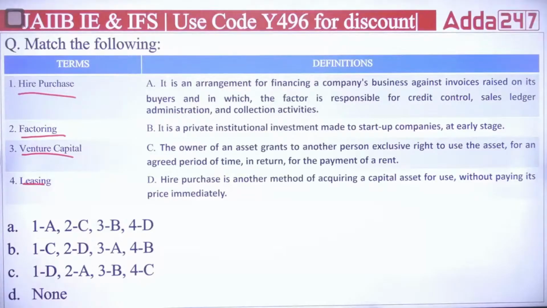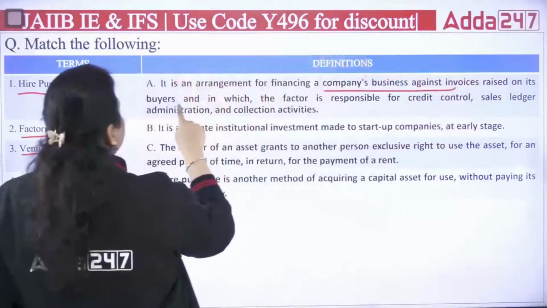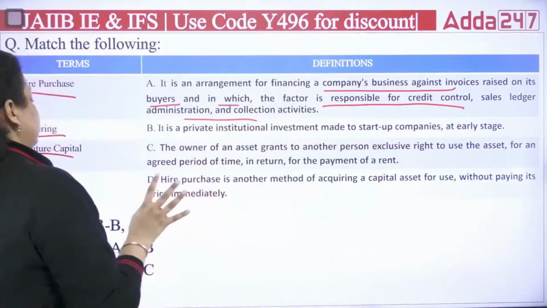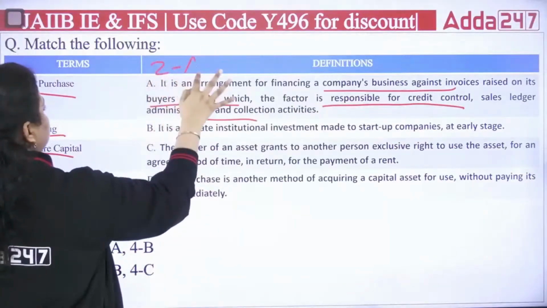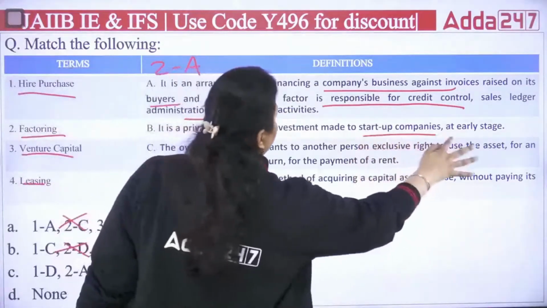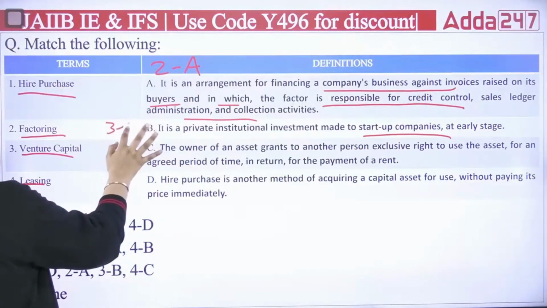Okay, the right answer you are saying is C. Everyone is going with the C option. Let's see. First of all, the first statement says it is an arrangement for financing a company's business against invoices raised on its buyer, in which the factor is responsible for credit control and sales ledger administration. So A is factoring. Second is A, available in only the C option, but we have to check all the other columns as well because none of the above is given. Second is saying it is a private institutional investment made in startup companies at an early stage. Obviously, the third is B.